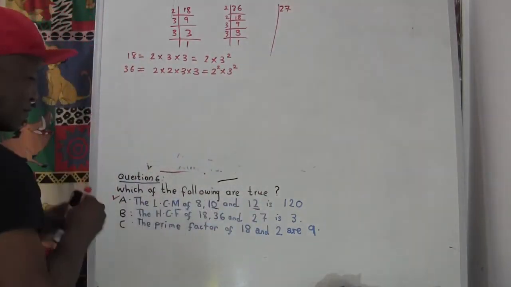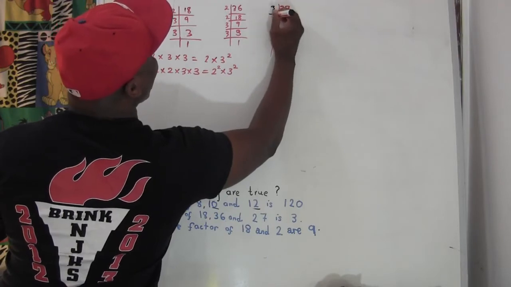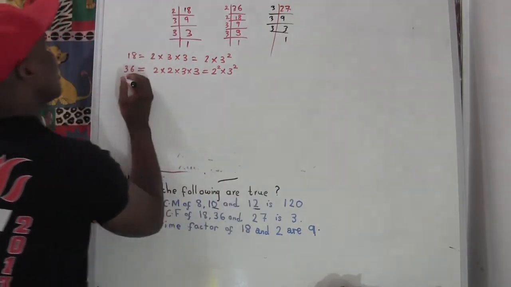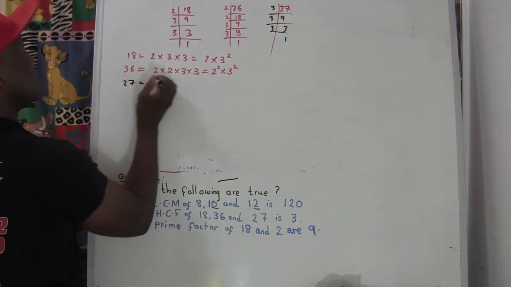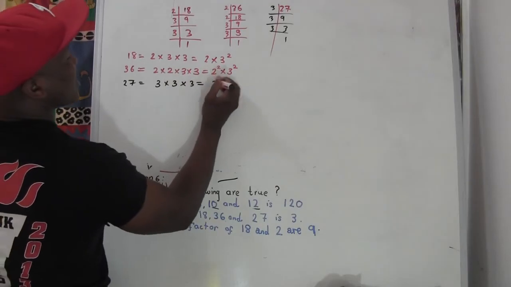Now we go for the last one, which is 27. By 3 you get 9, then by 3 you get 3, and then by 3 you get 1. So 27 is 3 times 3 times 3, and this is 3 to the power of 3, 3 cubed.